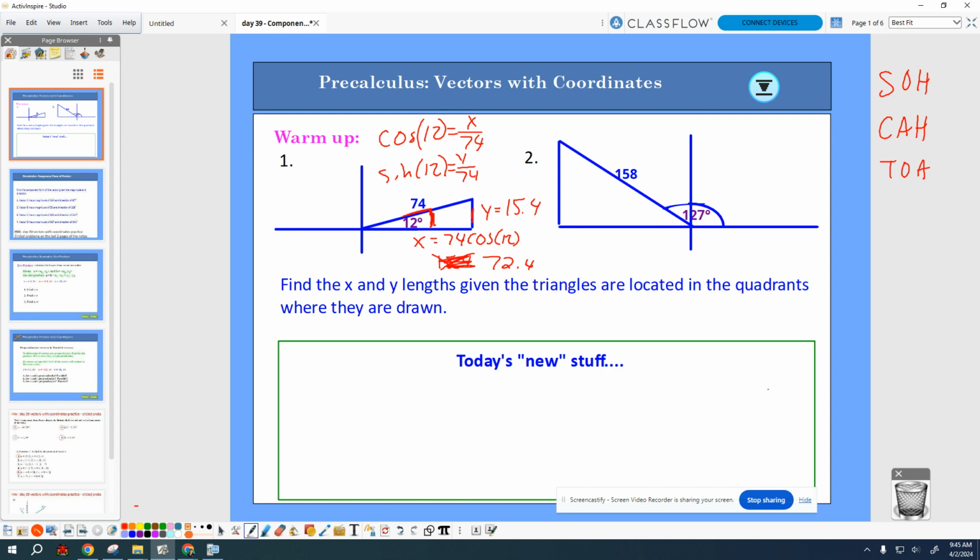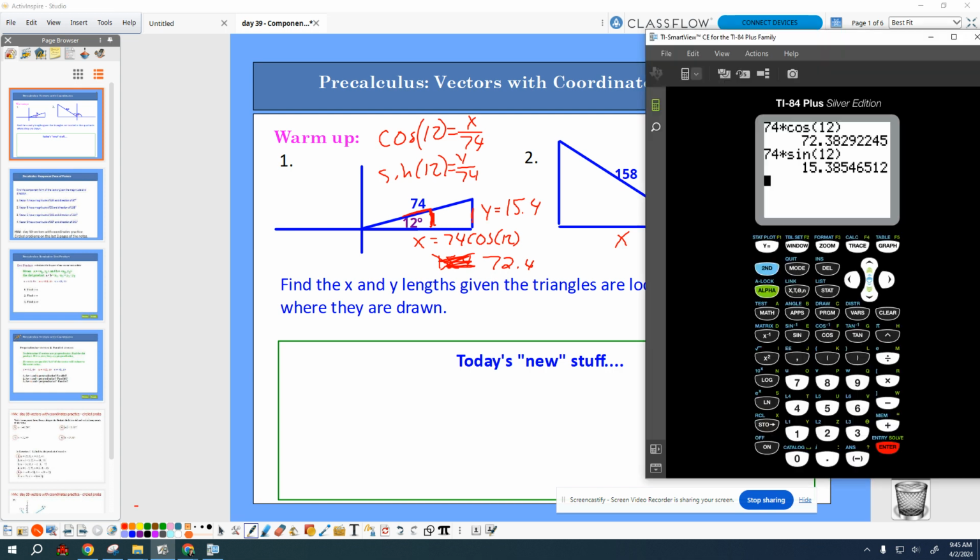How do I find that one? That's cosine. Yep, cosine of what angle? 127. Yep. Cosine of 127 equals x over 158. Perfect. And then we cross multiply.